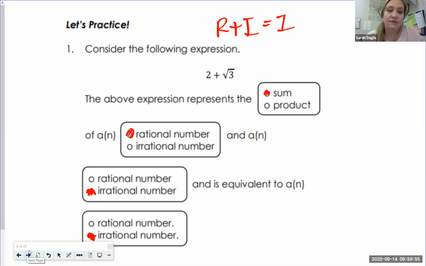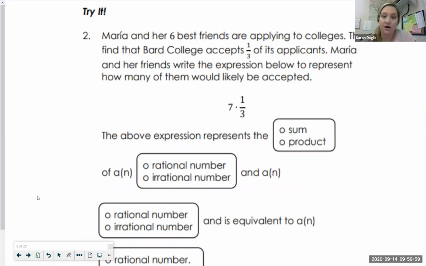All right, Maria and her 6 best friends are applying to colleges. They find that Bard College accepts 1/3 of its applicants. Maria and her friends write the expression below to represent how many of them would likely be accepted. All right, so we have 7 times 1/3. If you're confused on where that 7 is coming from, it said Maria and her 6 best friends right here. Maria and 6 friends, that's where 7 came from. So together it's 7.